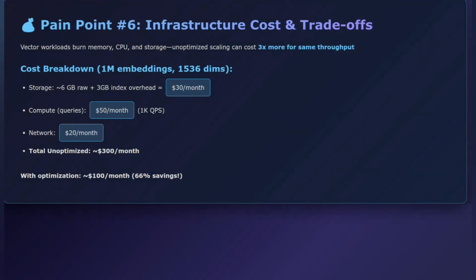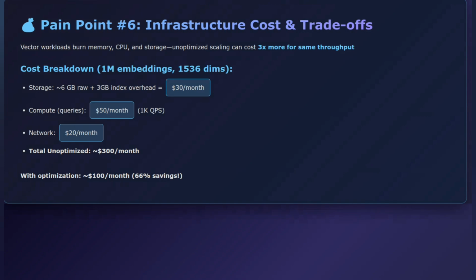All right, let's talk about the money part, because for many teams, this is the biggest pain point. Vector workloads burn 3 things: memory for indexes, CPU for queries, and storage for vectors. Unoptimized systems often cost 3x more for the same throughput compared to well-tuned systems. Let me give you realistic numbers.